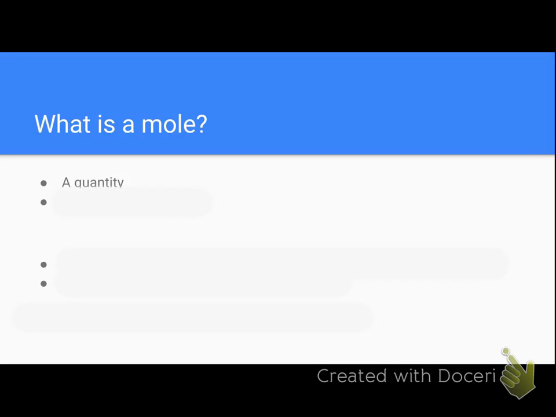All right, so what is a mole? Briefly talked about this already, a mole is a quantity, much like a dozen is a quantity. If I asked you for a dozen eggs, you would bring me 12 eggs. Now, 1 mole is 6.02 times 10 to the 23rd, so a huge number. It's not like 12.